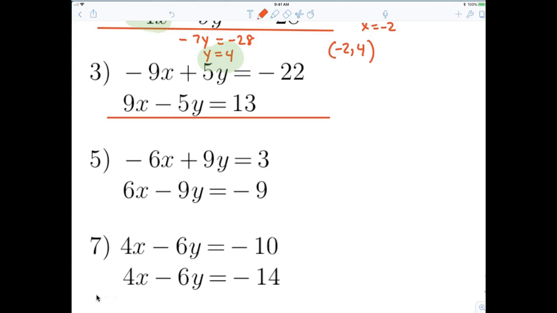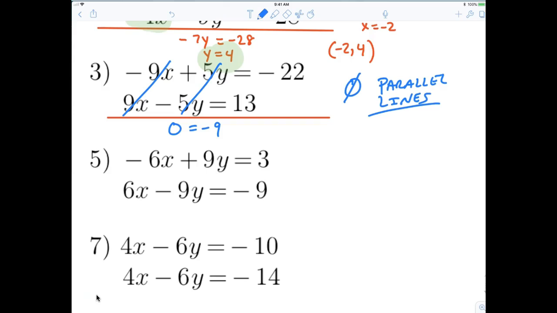Please pay attention. Perfect. What happens to negative 9x and 9x? And what happens to 5y and negative 5y? So now I have 0 is equal to negative 9. Is that true? That means there is no solution, but I want everybody to write down that they are parallel lines. That's why there are no solutions, because they are parallel lines. If it came out to be a true statement, that means it's the same line.